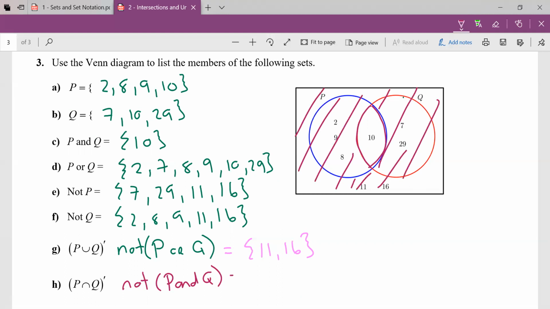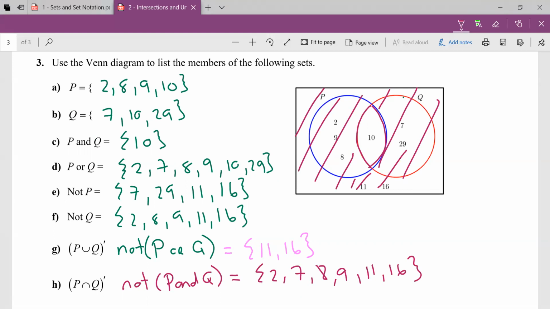So there's a lot of elements in this one. I'll try and get them in order, but I'll probably screw it up. 2, 7, 8, 9. See, I told you I'd screw it up. I can't write and talk at the same time. 2, 7, 8, 9, 11, and 16. There it is.